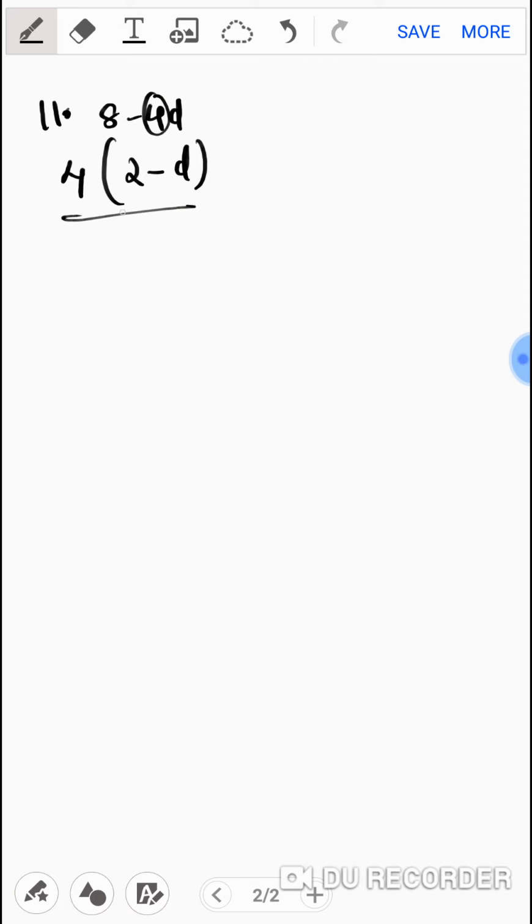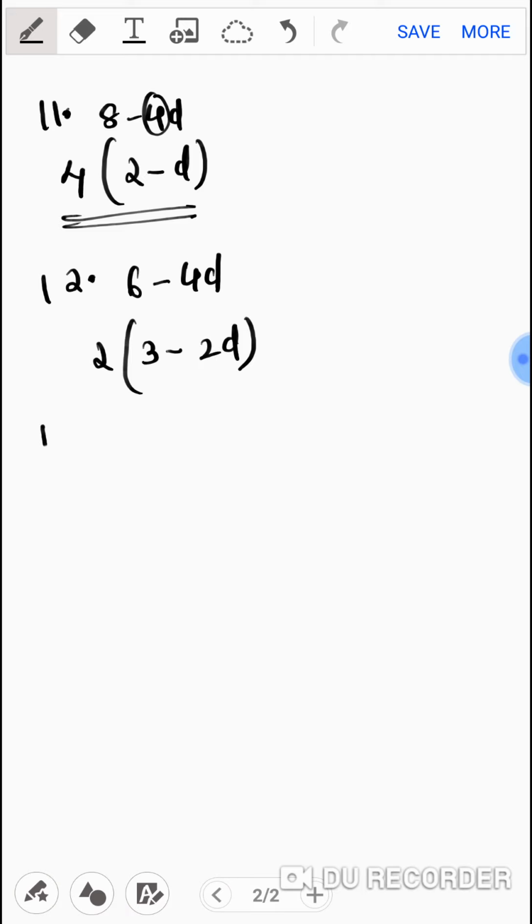I'll take 11, and 11 says 8 minus 4d. My dear kids, I can take 4 common and inside will be 2 minus d, because I have taken 4 common, so inside will be 2 minus d. 12, 6 minus 4d. I can take 2 common and inside will be 3 minus 2d.